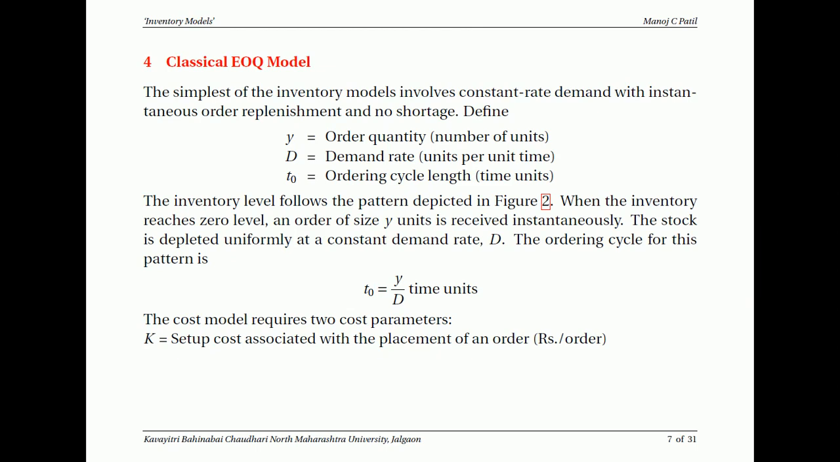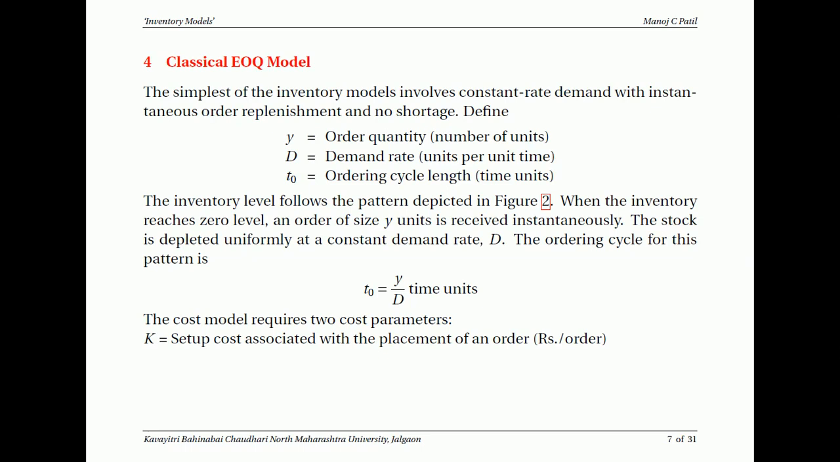Let's define Y as the order quantity, number of units, D as the demand rate, and T naught as the ordering cycle. In our example, we have an order quantity of 100 kilograms and a demand per year of 1200. So we are going to order 100 divided by 1200, that is 1 by 12 years. So T naught is equal to 1 by 12 years, that is 1 month actually. T naught is called the ordering cycle.